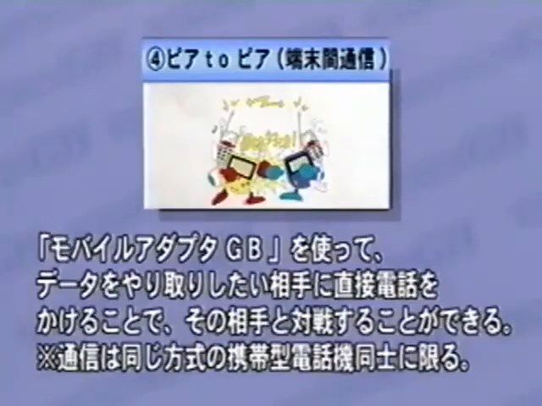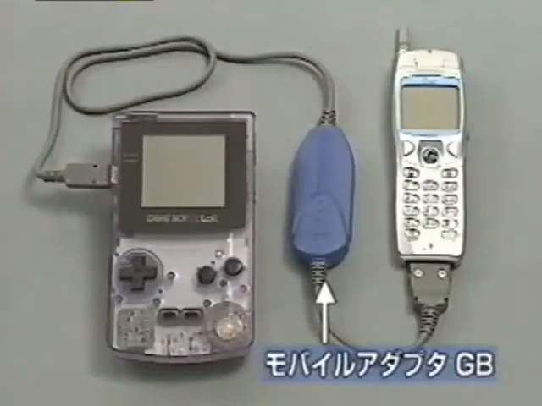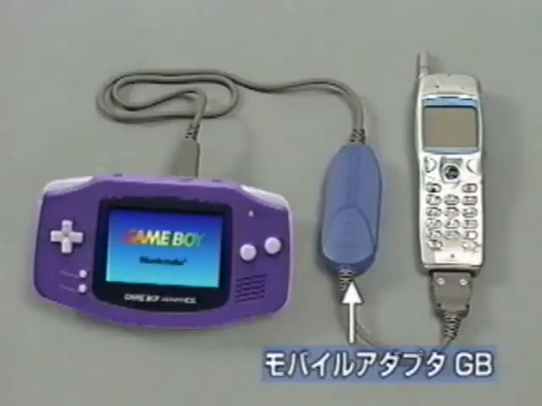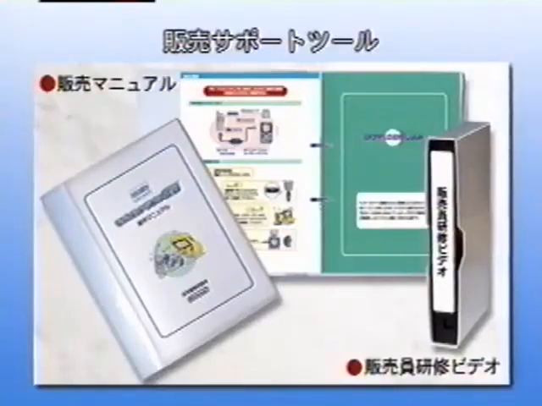Finally, peer-to-peer. Instead of using a communication cable, you can use the Mobile Adapter GB to make a direct call to the person you want to exchange data with and play against that person. However, communication is limited to mobile phones of the same system. The Mobile Adapter GB is a product that mainly provides internet services by connecting a Game Boy Color or Game Boy Advance to a mobile phone. We anticipate a variety of inquiries from customers, but please use the sales manual and respond appropriately.